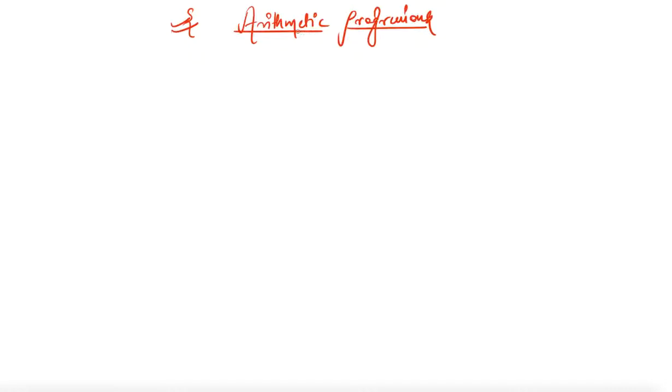Now, in the previous video I told you the definition of a progression. A progression means any sequence in which you can write a general formula for a specific nth term. Arithmetic progression means, I will first of all give you the definition.